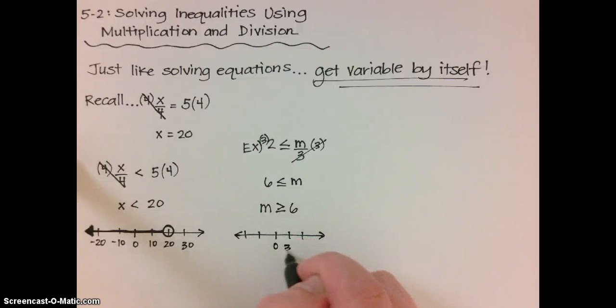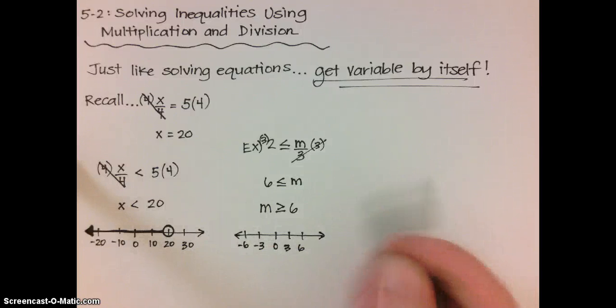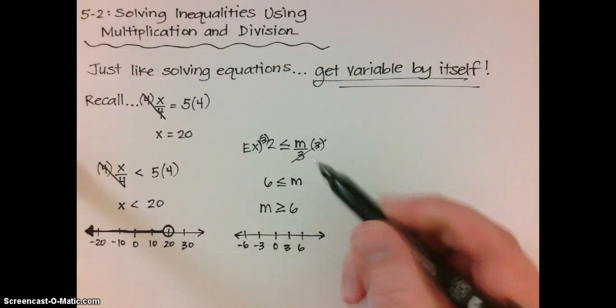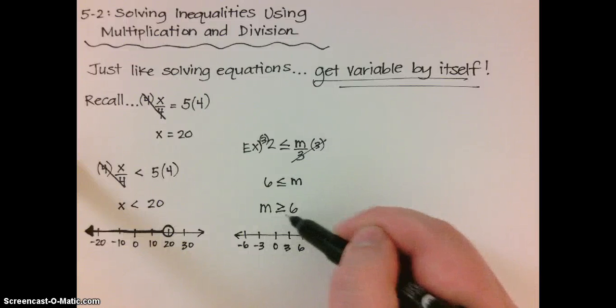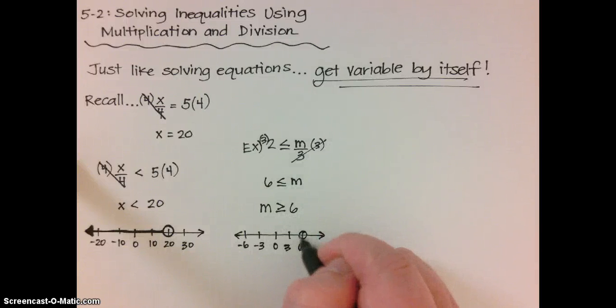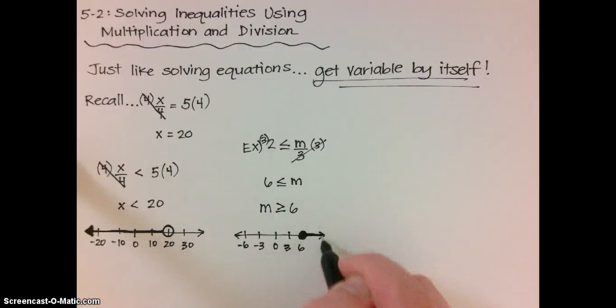0, 3, 6, negative 3, negative 6. And because the solution can be any number that is greater than or equal to 6, it can be equal to 6, but it's also any of those numbers that are greater than 6 as well. So I'm going to shade going to the right-hand side.